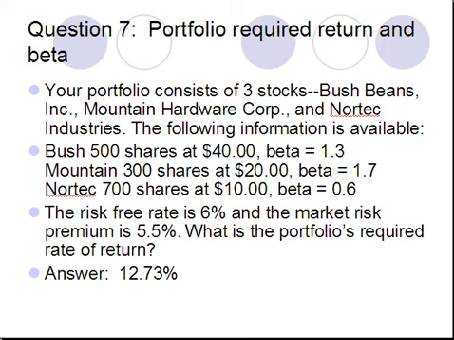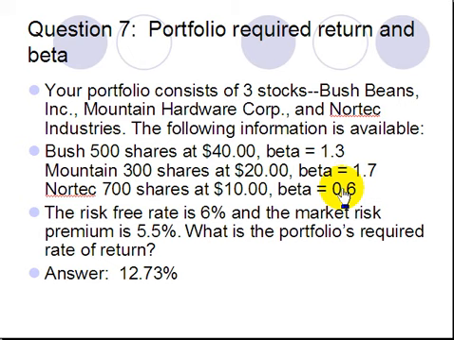In this problem, we're going to calculate the required return on a portfolio that consists only of stocks, and along the way, we'll also calculate the portfolio beta. So imagine we've got a portfolio that has three different types of stocks in it: Bush Beans, Mountain Hardwear Corporation, and Nortec, and we have 500 shares of Bush Beans trading at $40 each, 300 shares of Mountain at $20 each, and 700 shares at $10 each. And we have betas of 1.3, 1.7, and 0.6 for the three different stocks.